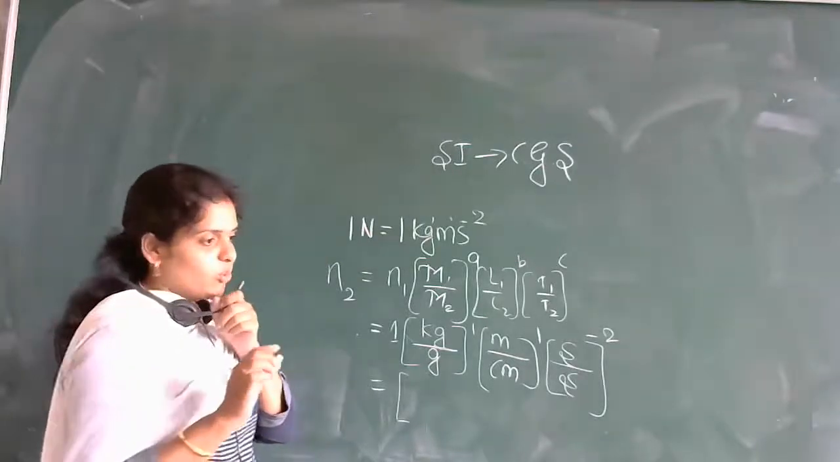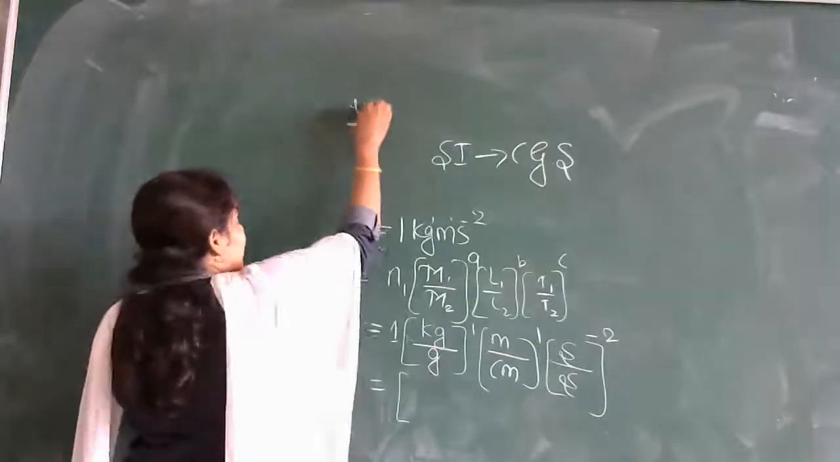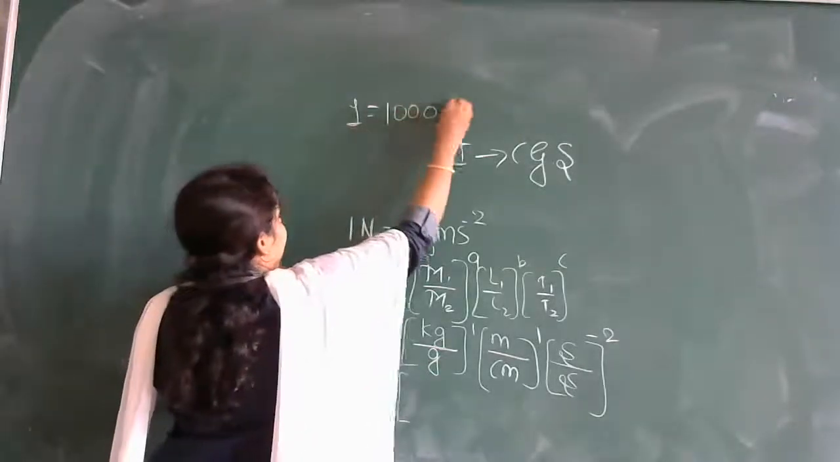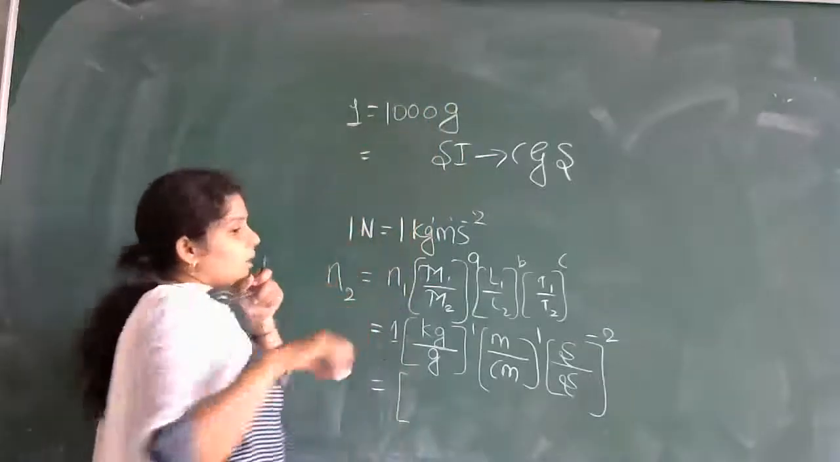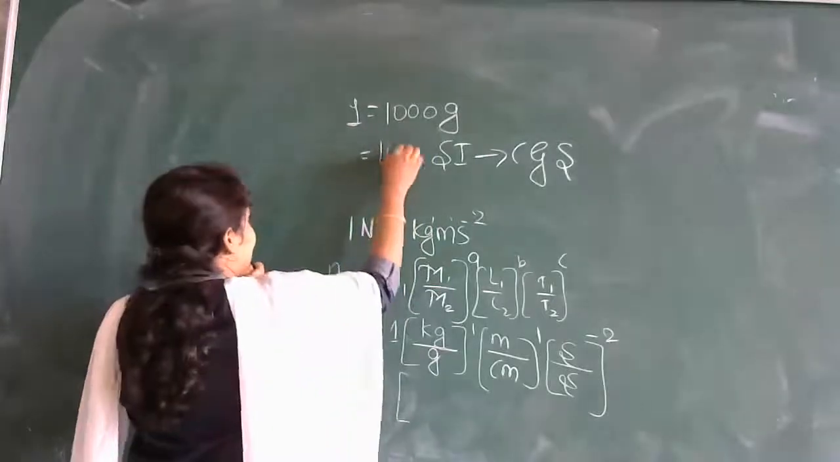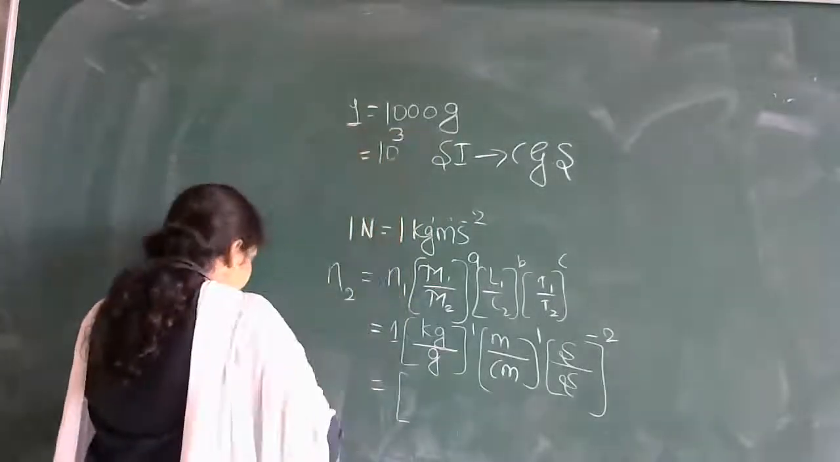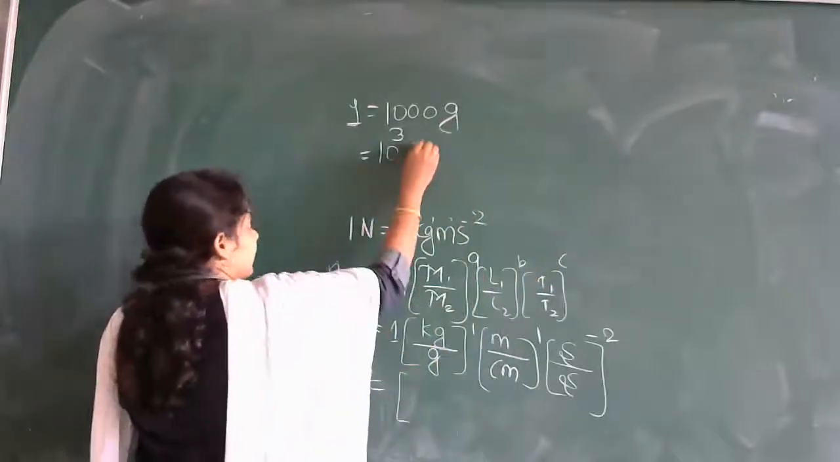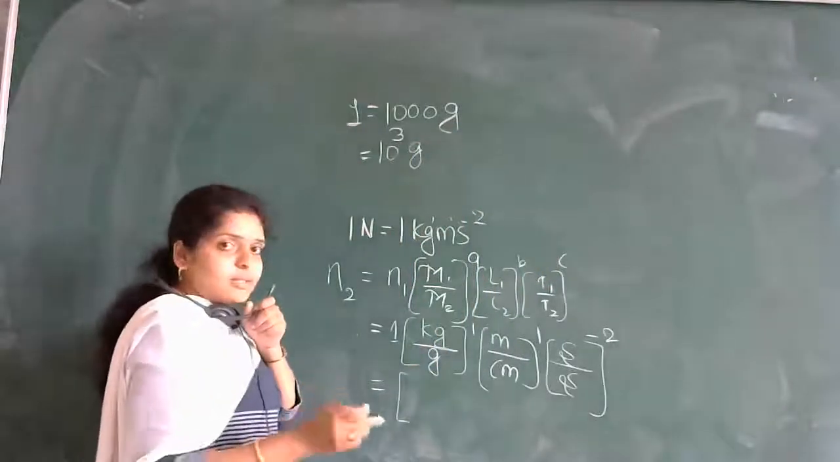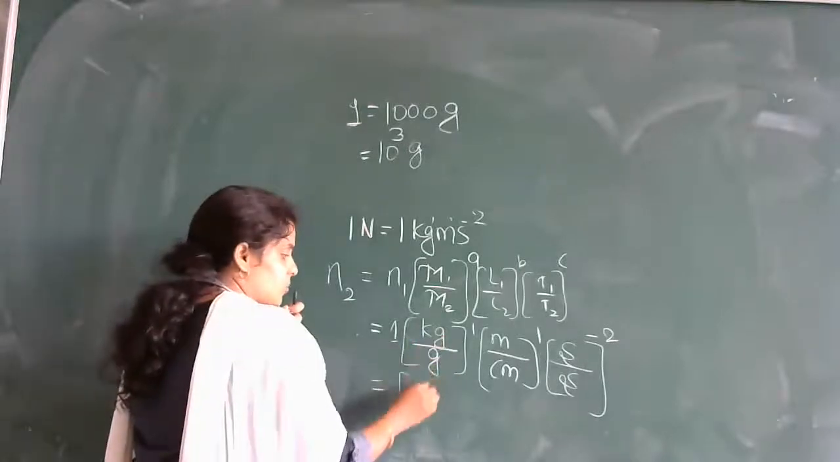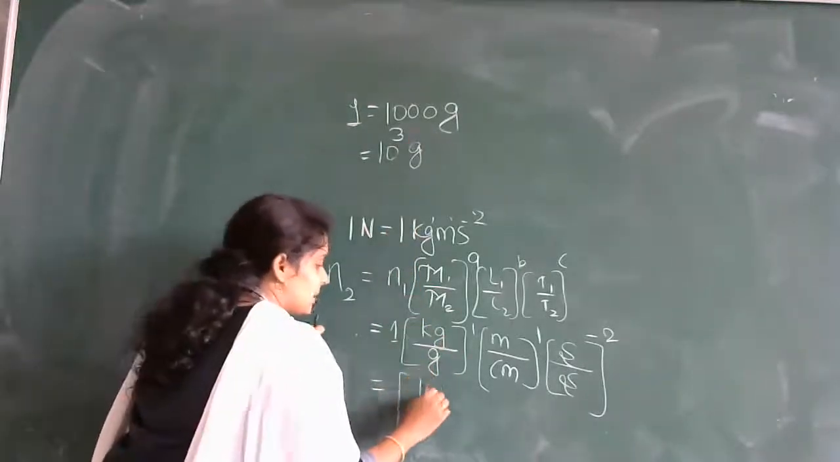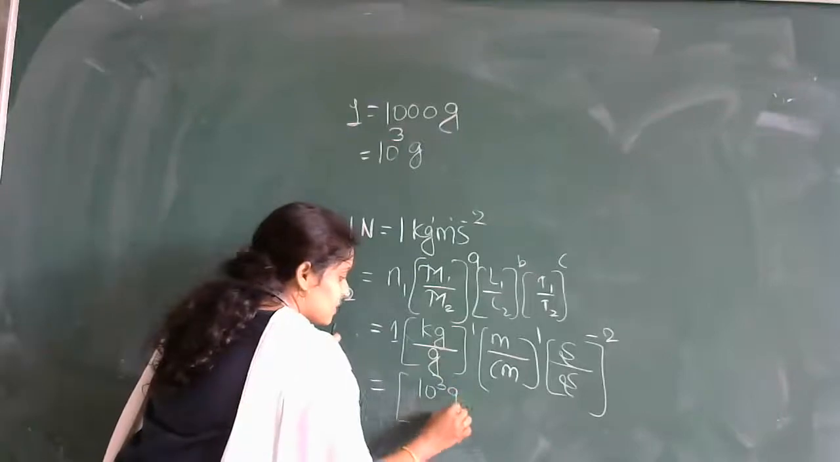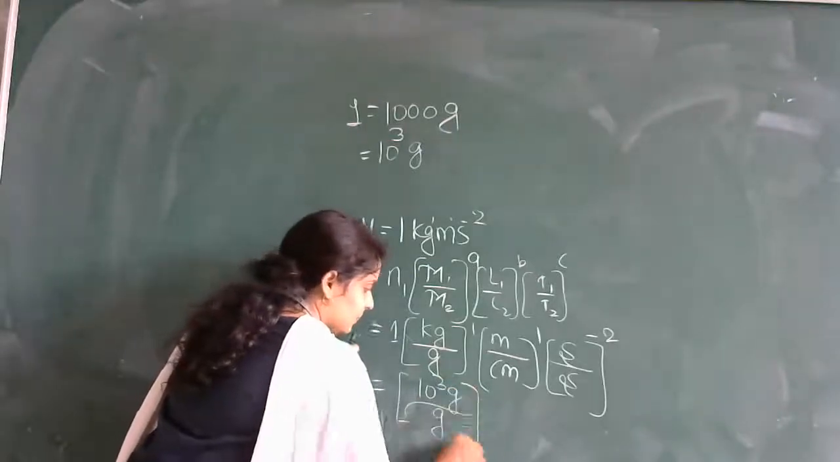Don't tell me you don't know this. 1 kg is equal to 1000 grams. Correct? 1000 can be written as 10 to the power of 3 grams. So for kg, here it is 1 kg, so I'll write it as 10 raised to 3 grams divided by gram.